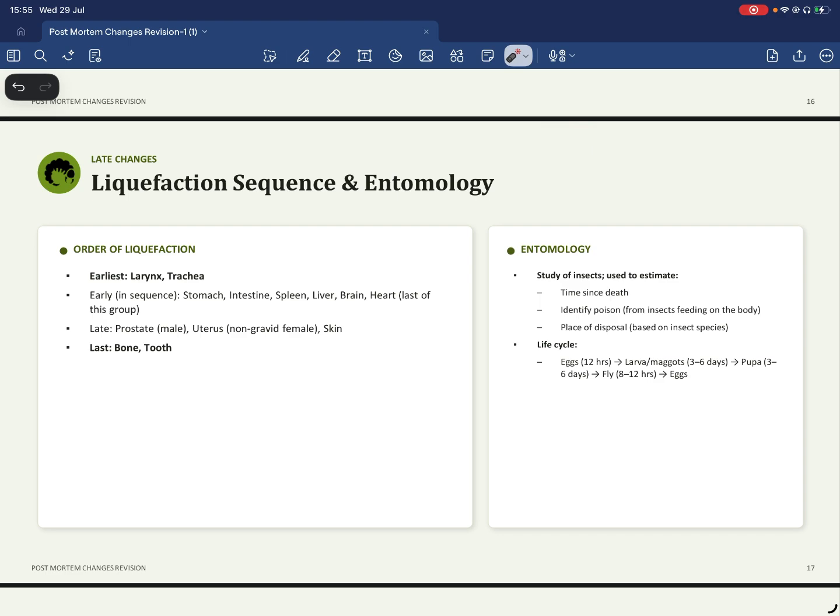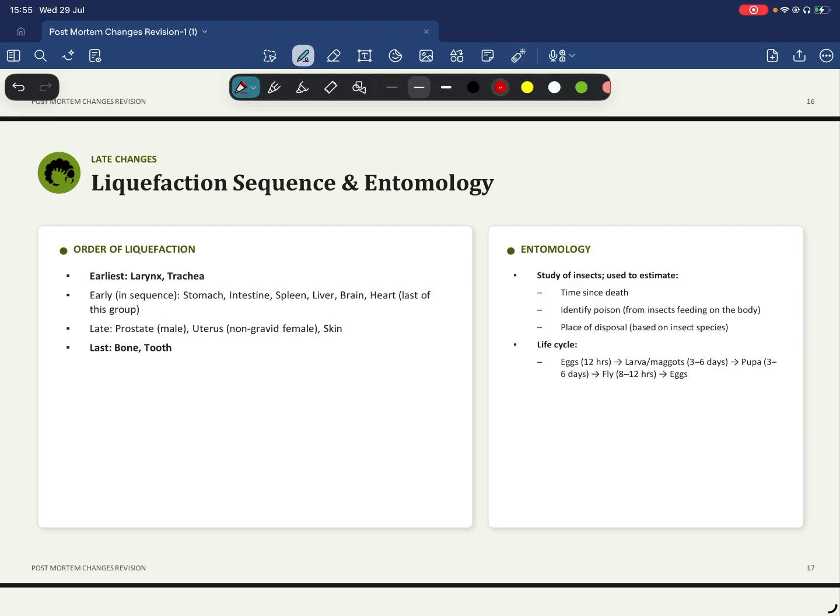Liquefaction. It occurs earliest in the larynx and trachea. In sequence, it follows the stomach, followed by intestine, spleen, liver, brain, and lastly heart. Later, prostate, followed by uterus in non-gravid female, and skin. Lastly to liquefy are bone and tooth.